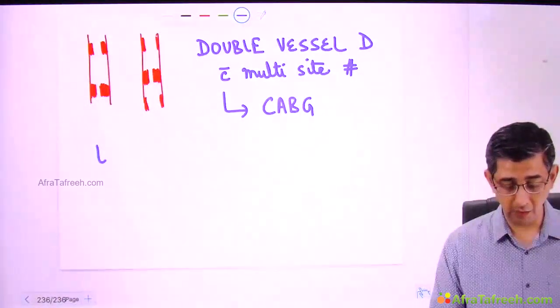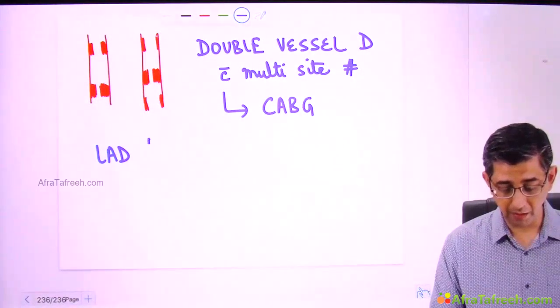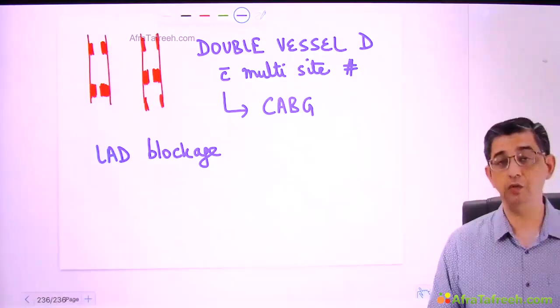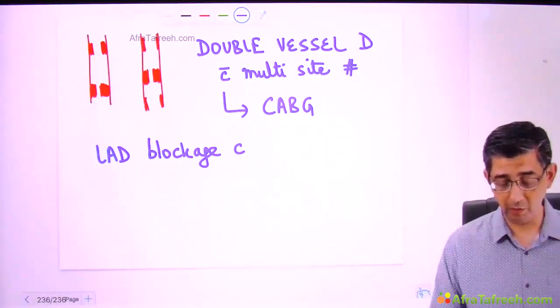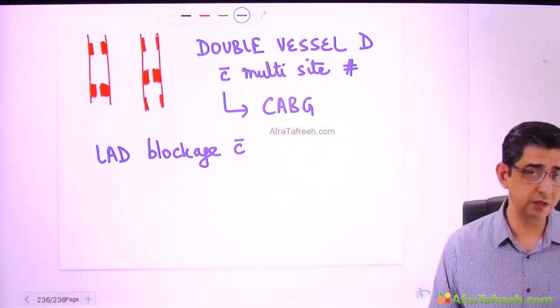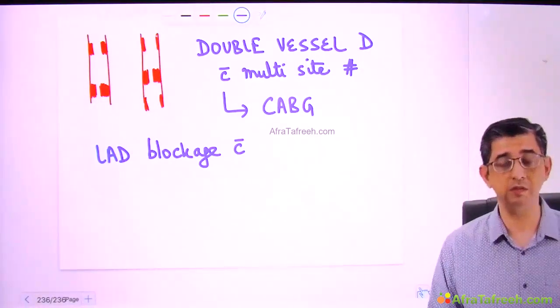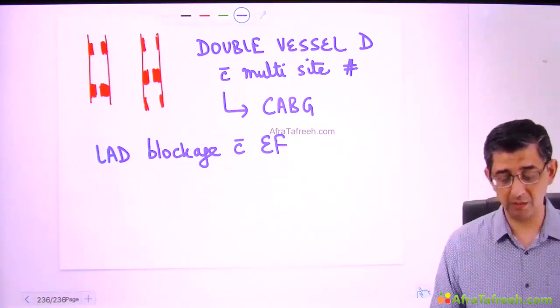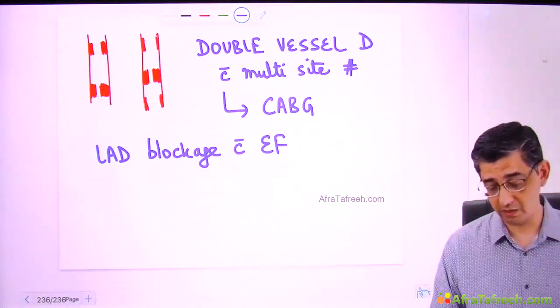Now, there's a very peculiar question that I want you to remember, and I would say full attention at this particular statement that I make. If you read a question that is talking about LAD blockage, then LAD blockage is obviously single vessel disease, and I've taught you the treatment of choice for single vessel disease is PCI stenting.